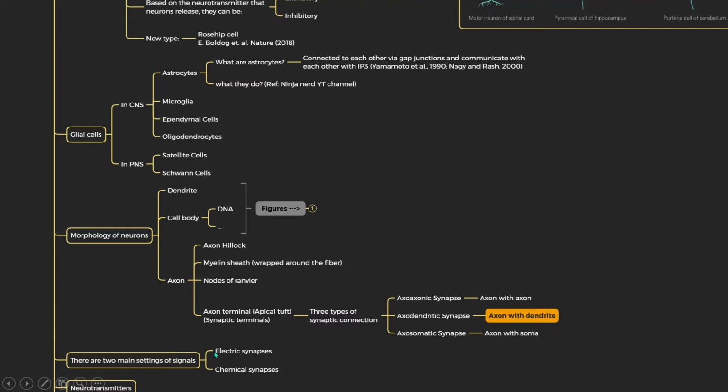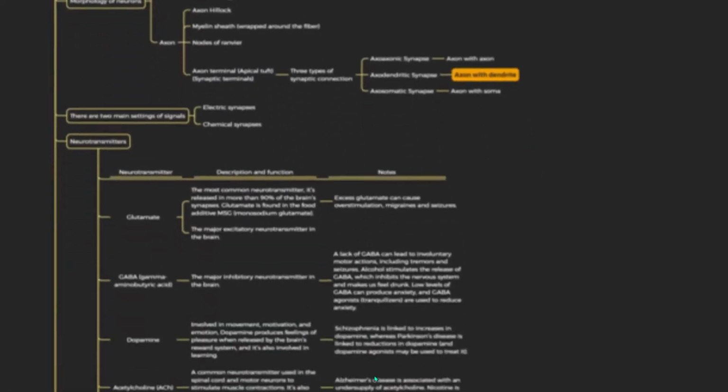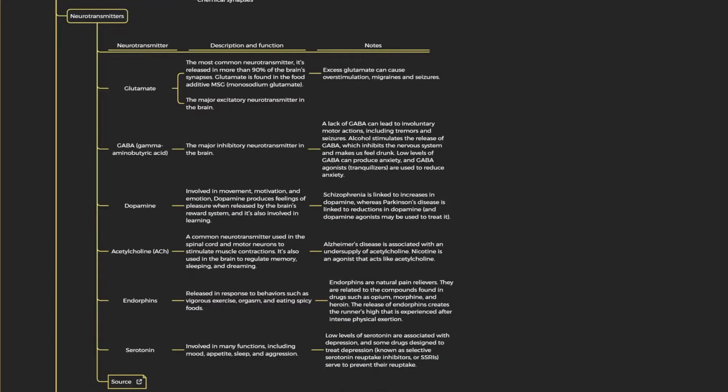So these synapses can be electrical or chemical. Good information about them is available in Crash Course when they are talking about the nervous system.